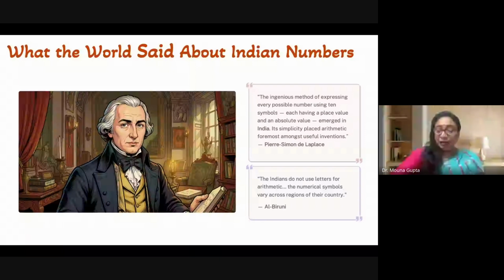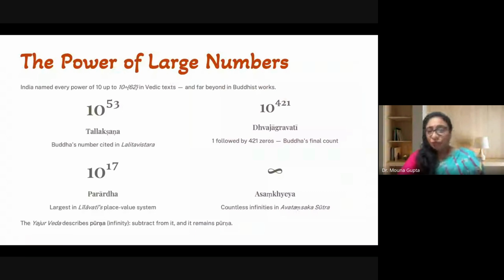Now we'll be talking a little bit about the large numbers, how large a number we can think of. We'll be talking about the Lakshana. We'll be talking about Dvajagravati, which is 10 raised to power 421. This is the biggest number. We see the reference of this in Lalit Vistara, I'll tell you shortly. And these numbers, we don't even see right now. We'll be talking about 10 raised to power 17, which is Praradha. And a lot of numbers we'll be talking about.